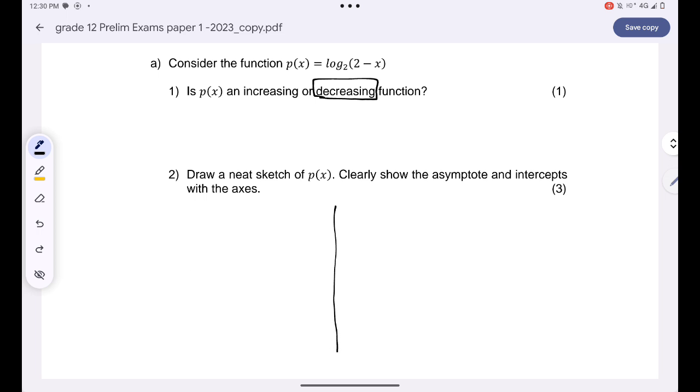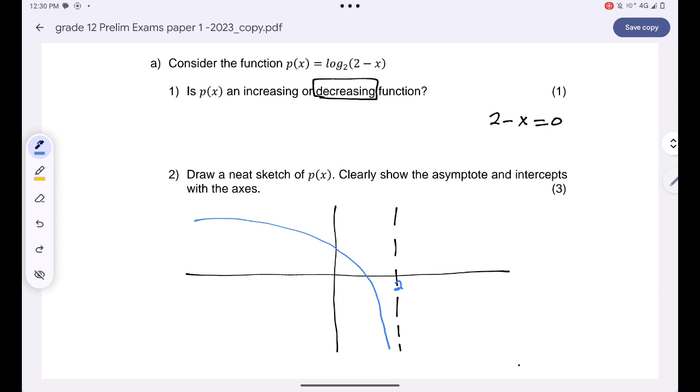Since p of x, guys, is a logarithmic function, I'll simply have a vertical asymptote. And my vertical asymptote is x equal to 2. Just take the index 2 minus x, make it equal to 0, and then solve for x. You'll find that x equal to 2 is your asymptote. Are you together? But remember that, guys, we are dealing with the decreasing function over here. With the decreasing function, as x increases, the value of y keeps on decreasing.